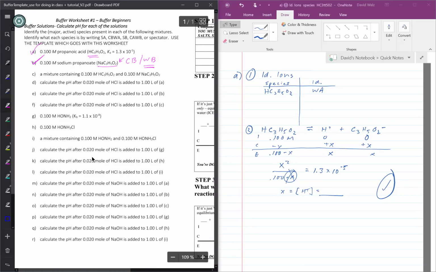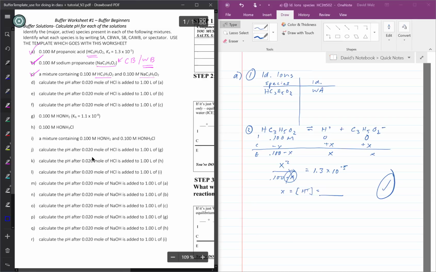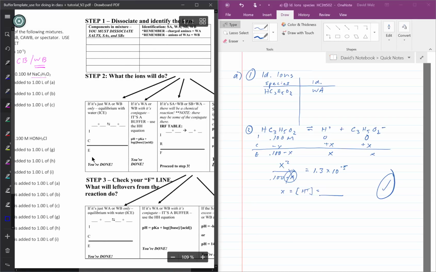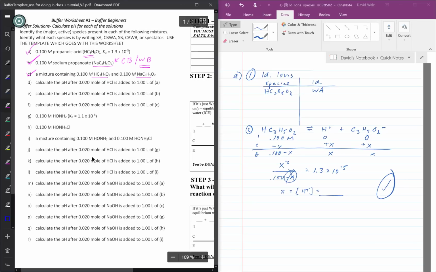So that's number letter B. Now this one right here, we have the weak acid and its conjugate. So that will be this column. Okay, so the first two are going to be this column here. And then letter C, you have the weak acid and its conjugate, so you're going to go down that route. All right. So now this one is a little bit different. So we're going to look at letter D and try that one out and see what happens.